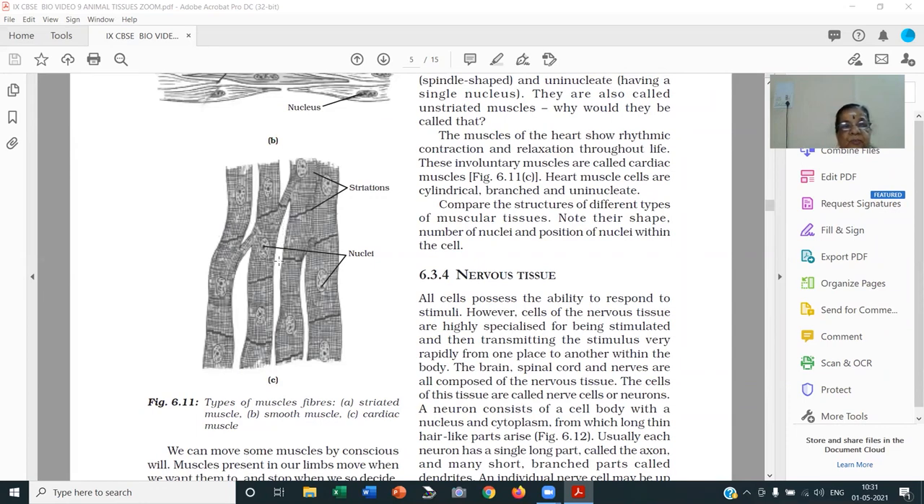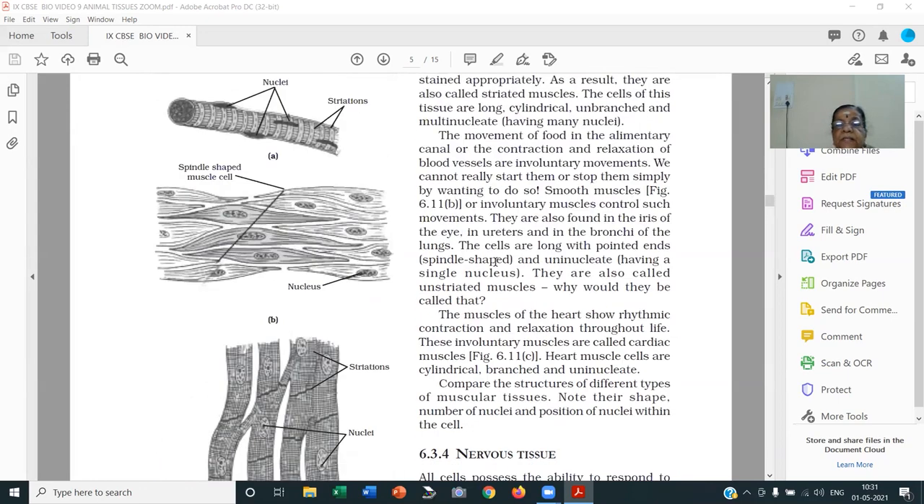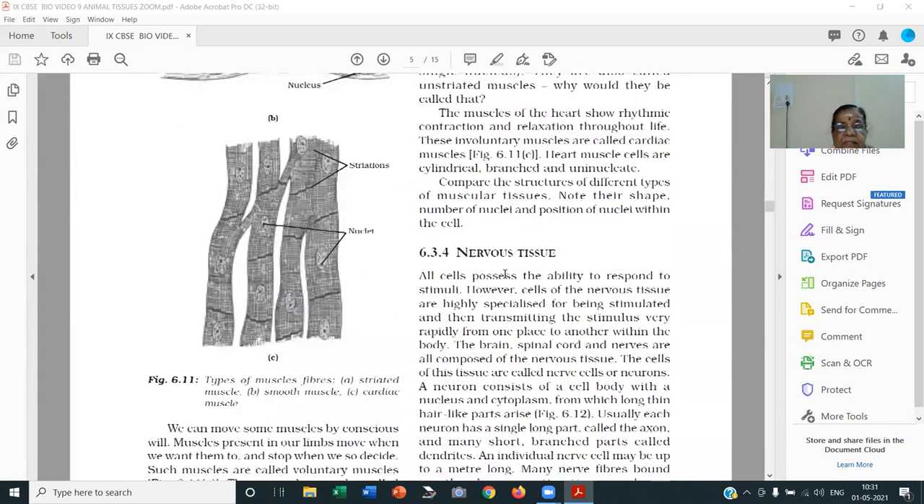The white space, that is called intercalated disc. Okay. So the difference between striated and cardiac muscle is it is branched with the intercalated disc, and cardiac muscle is present only in the heart. I hope you understand. So that is the description here.